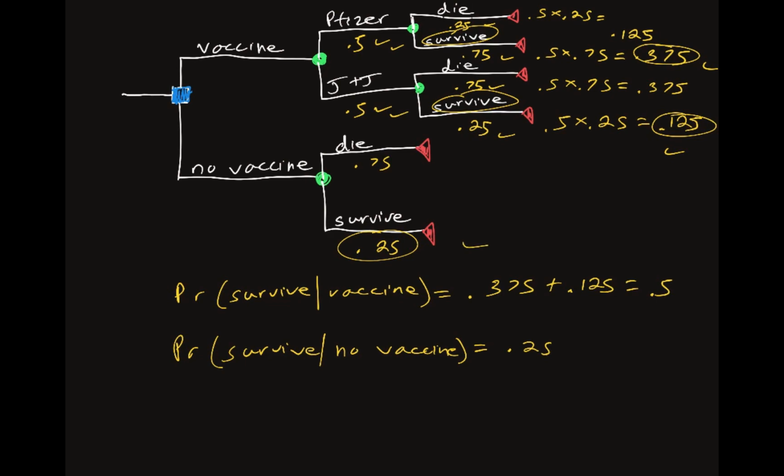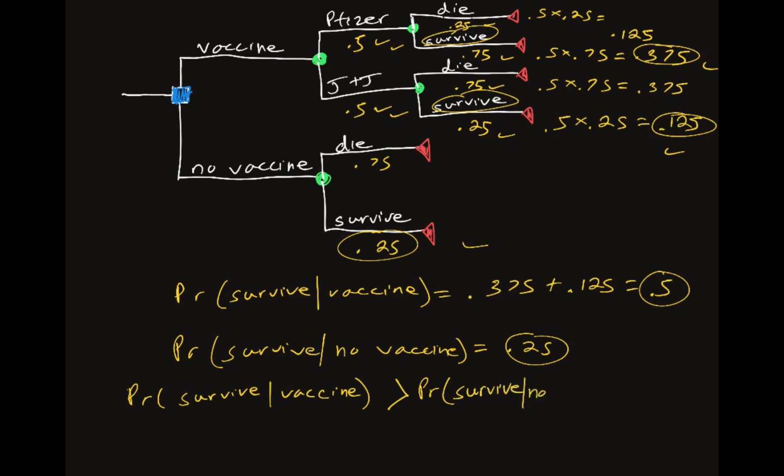0.375, that's the probability of surviving conditional on getting Pfizer. 0.125, that's the chance of surviving conditional on getting Johnson & Johnson. Add those up. Overall, whether or not you get Pfizer or Johnson & Johnson, 50% of people with the vaccine survive. And what percent of people with no vaccine survive? Only 25%. That's just the number from the tree that we circled on the bottom part, 0.25. So 0.5, 50%, is greater than 0.25, or 25%. The probability of survival conditional on vaccine is greater than surviving without it. So we choose the vaccine, because with the vaccine half of them survive, whereas with no vaccine, only 25% of them survive.